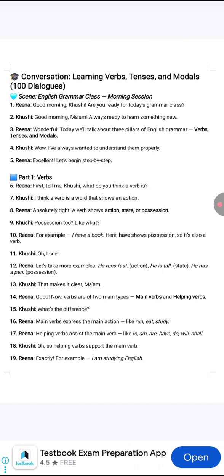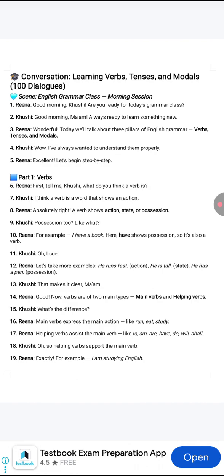Okay, so in the second part we are going to learn about the tenses. Excellent summary, Khushi. Now let's move to tenses. Okay, tense always confuses me a bit. Don't worry, it's very simple. Tense tells us the time of an action. So there are three tenses. First we have past, second we have present, and third we have future tense.